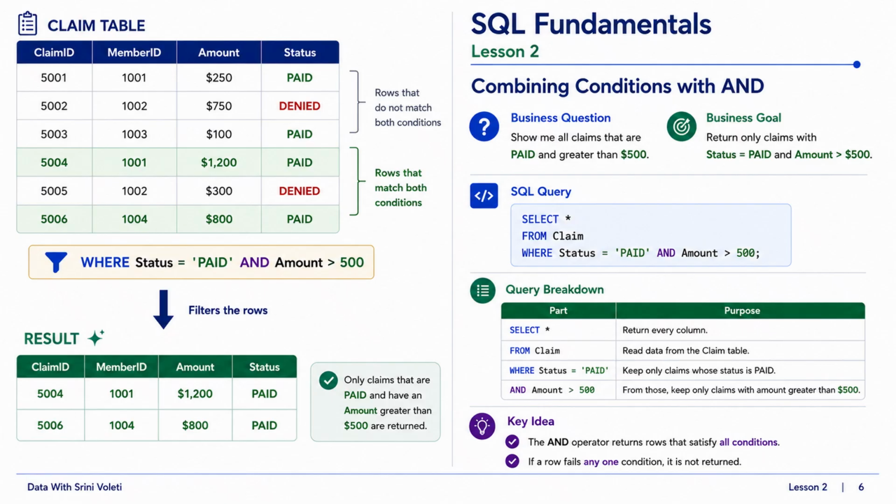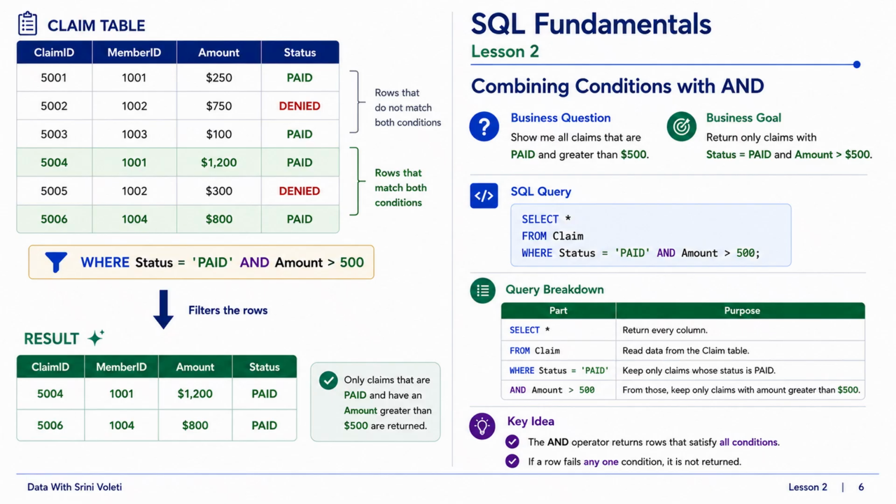Although SQL has its own internal query optimizer, you can think of the logic like this. First, SQL checks whether the status is paid. Then it checks whether the claim amount is greater than 500. Only rows that satisfy both conditions appear in the final result. The query breakdown on the side summarizes the purpose of each part of the statement. It is the most important idea to remember.